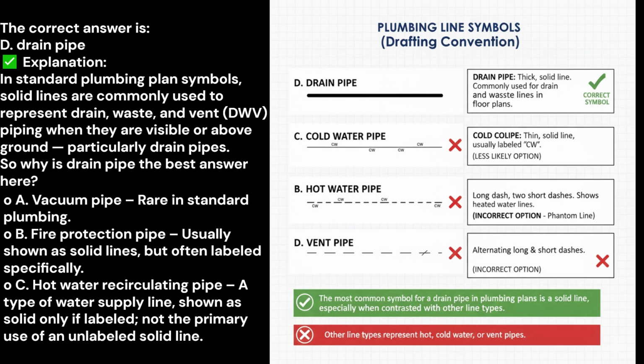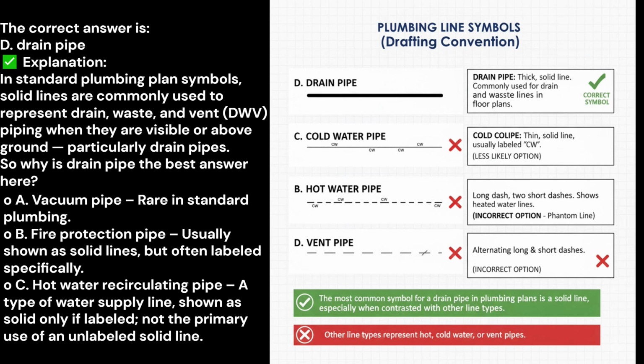Drain pipe. Explanation. In standard plumbing plan symbols, solid lines are commonly used to represent drain, waste, and vent, DWV, piping when they are visible or above ground, particularly drain pipes. However, note that conventions can vary slightly by region or design office, but according to widely accepted architectural and plumbing drafting standards, such as ANSI, IPC, and typical architectural practices.